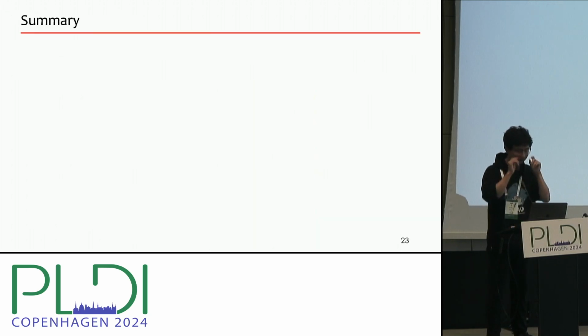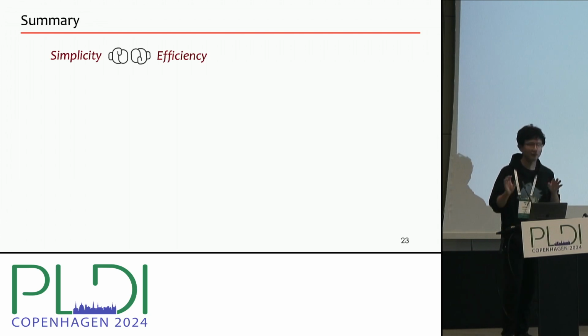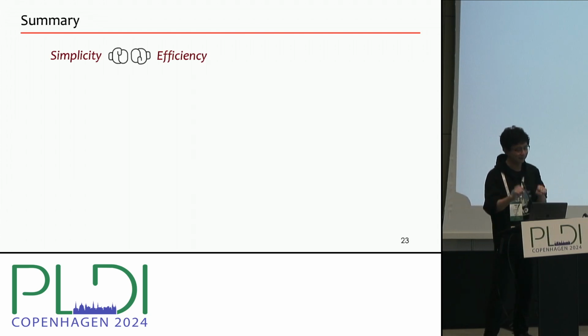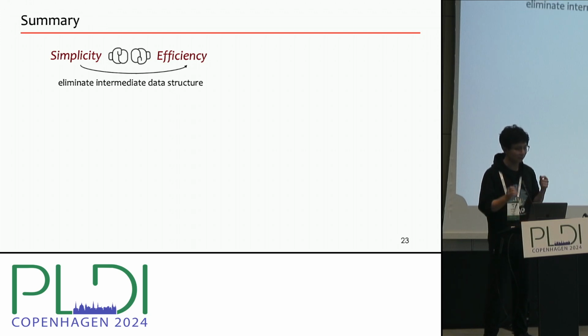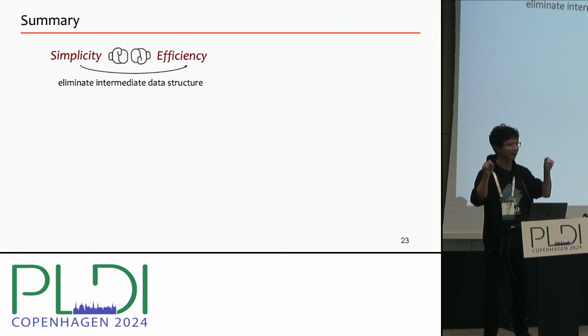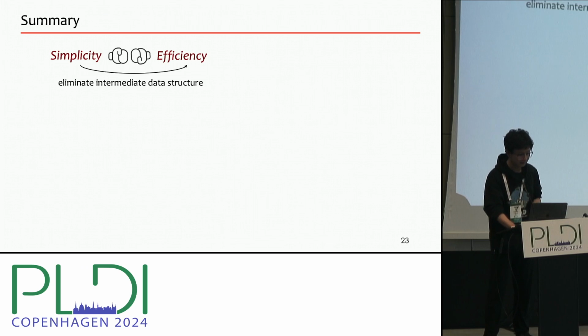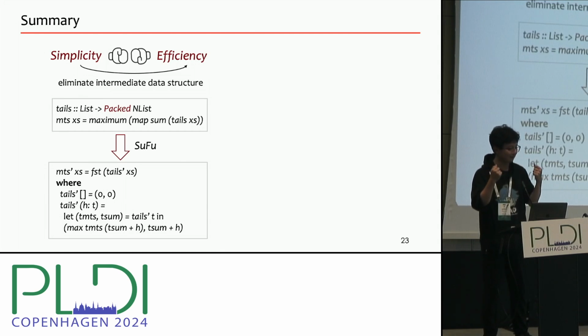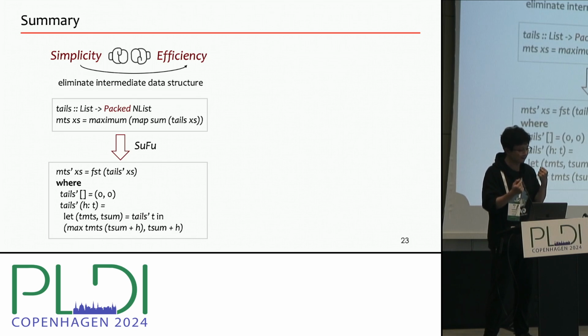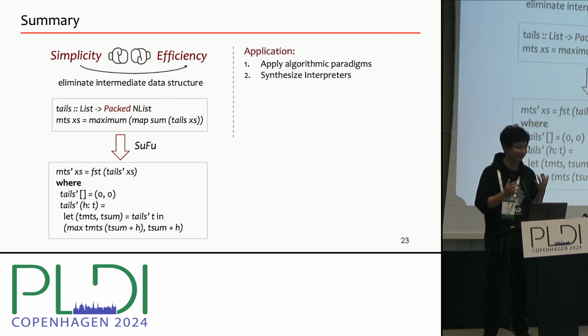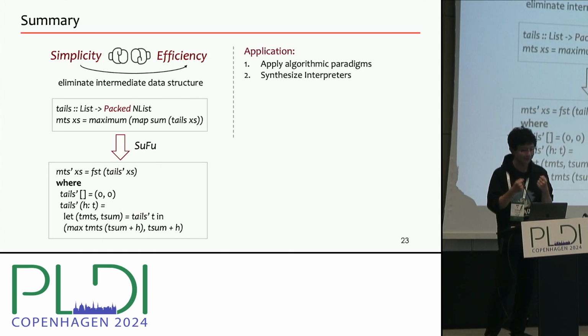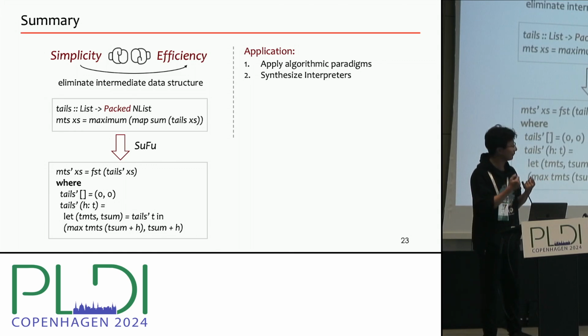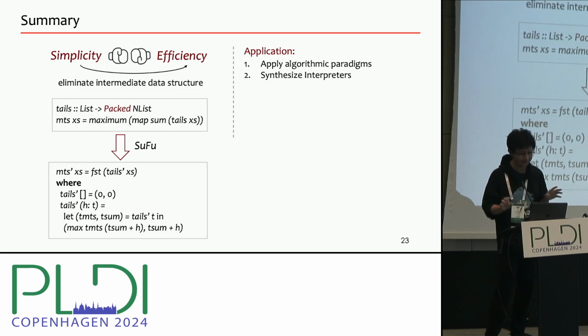Okay, so let's end with a summary. This work is motivated by the conflict between simplicity and efficiency, and we want to use program synthesis to help us eliminate intermediate data structures, and in this way reconcile this conflict. Our approach, SuFu, takes a reference program as input and also some type-level annotations, and it can help us automatically generate an efficient version without these data structures. And we have seen two interesting applications of SuFu, which can be used to apply paradigms and also to synthesize some simple interpreters.